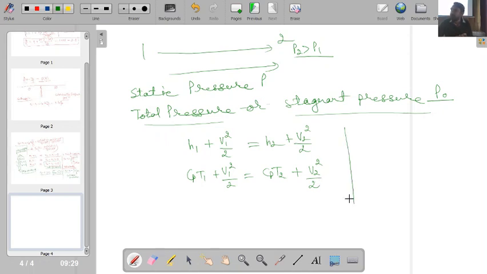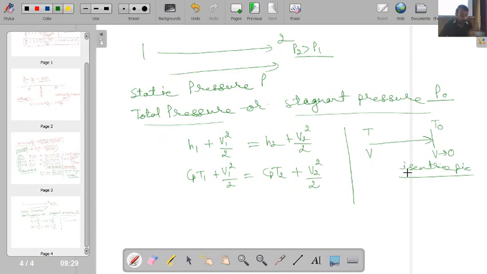So what do we do in case of stagnation condition? Say if I am having some temperature T, if I decelerate the flow from this condition, where velocity is V, till my velocity becomes 0, then the corresponding temperature I get is called T naught. If I apply the energy equation here, and this process is done in an isentropic manner, so in an isentropic manner I have to decelerate the flow, I will get Cp times T naught equal to Cp times T plus V square by 2.